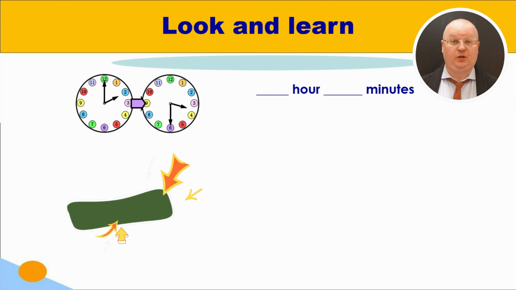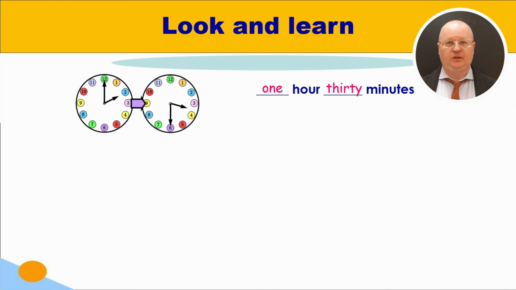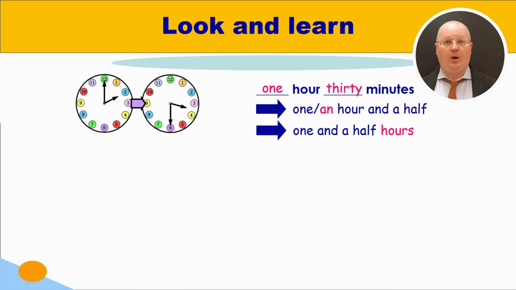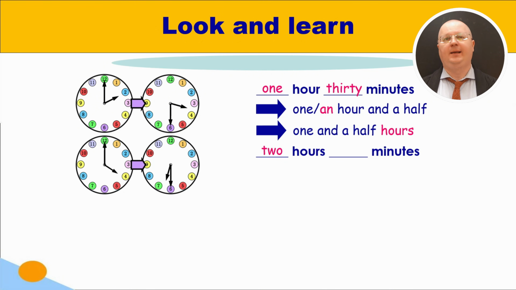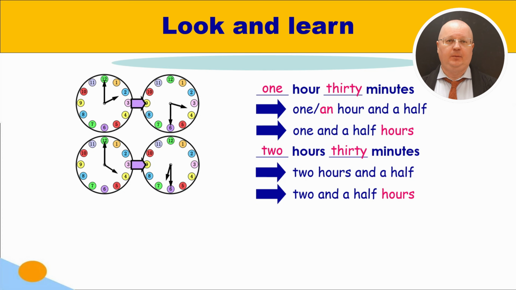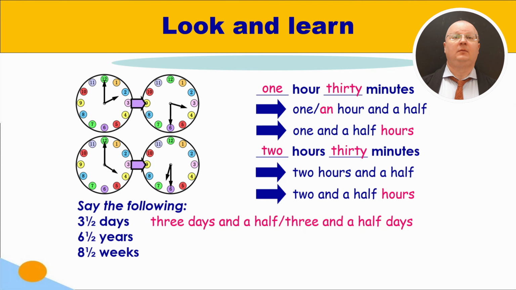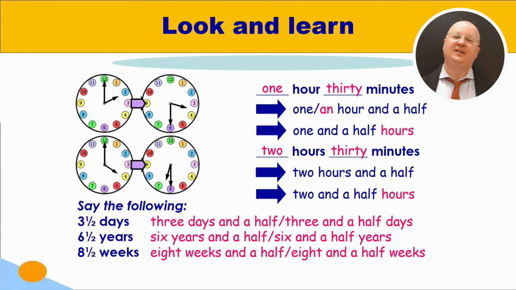Model how time expressions can change. 1 hour 30 minutes can be said as 1 hour and a half or 1.5 hours. 2 hours 30 minutes can be said as 2 hours and a half or 2.5 hours. Then ask your students to say 3 days and a half, 6 years and a half, 8 weeks and a half. Simple, yet very, very effective.